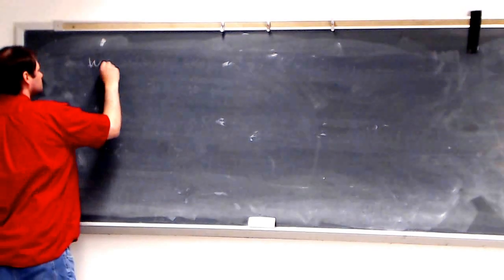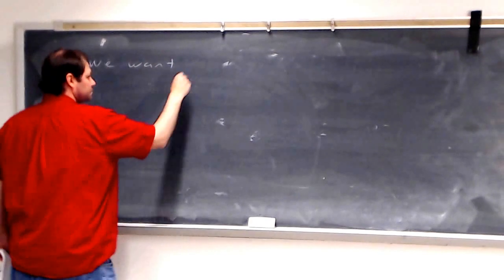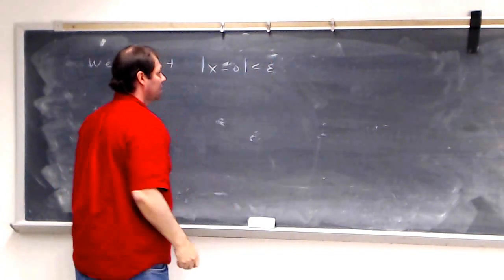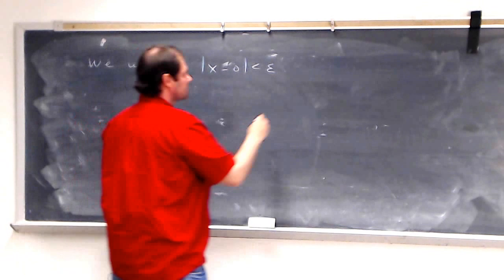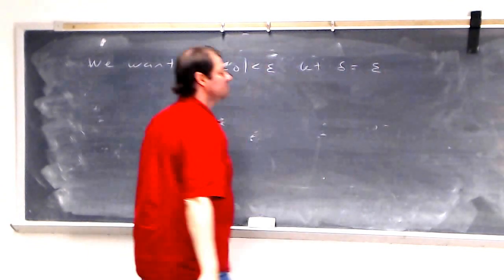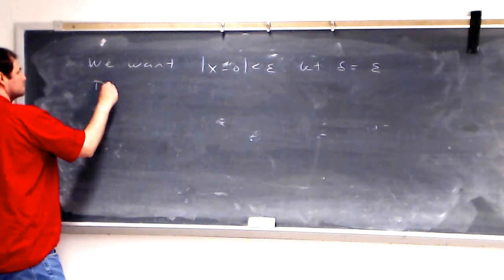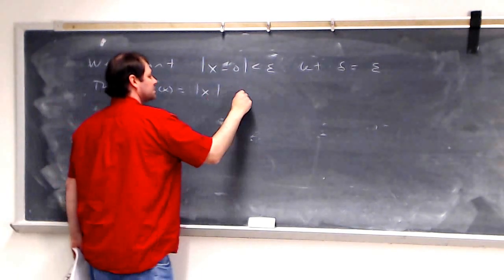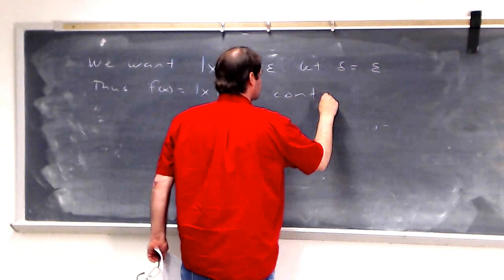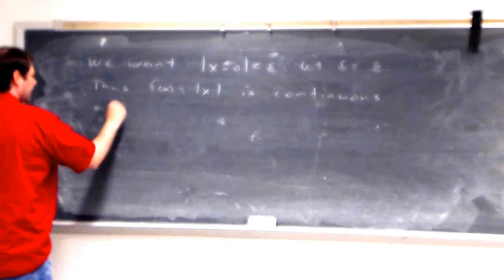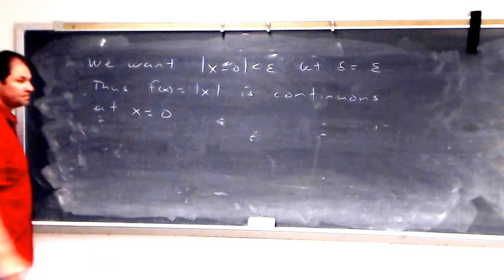That means we want the absolute value of x minus 0 to be less than epsilon. But we get to control this. So here we just let delta be equal to epsilon. Thus, f of x equal to the absolute value of x is continuous at x equal to 0.